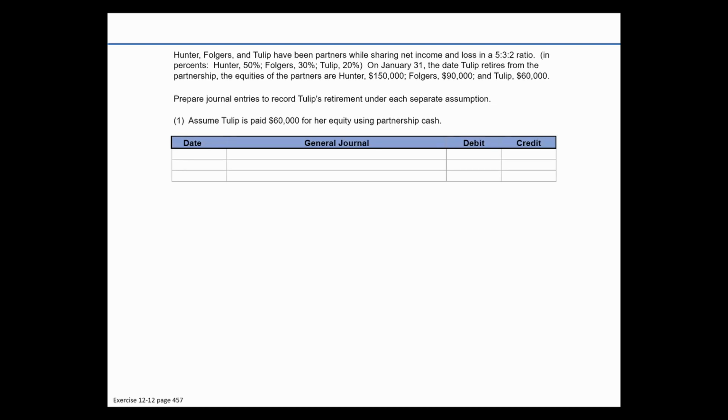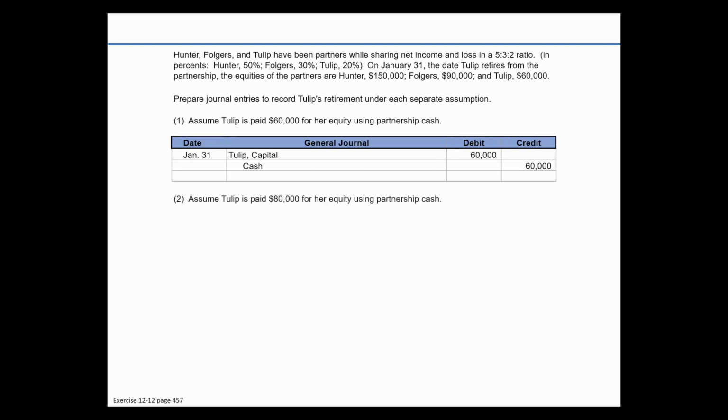So first of all, we're going to assume that Tulip is paid $60,000 for her equity using partnership cash. So we would debit Tulip Capital the amount of $60,000, because that will close out Tulip's capital account. She has a credit balance right now of 60,000. Upon doing this, it would zero out her capital account, and then we would credit cash 60,000 because the partnership is paying out cash.